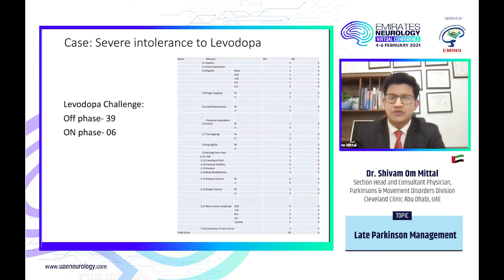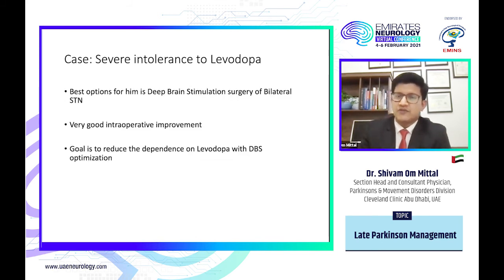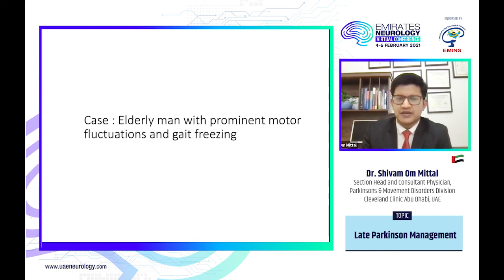You can see a significant improvement in his UPDRS score from 39 to 6. And he had DBS done and he is doing very well. We have cut down his medication by 75% and he is 85% better, and he is just taking medicine because he feels a need to take it. Otherwise, his motor symptoms are all under good control. That's his DBS leads. So we're done with DBS now.